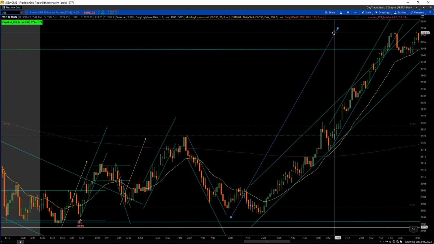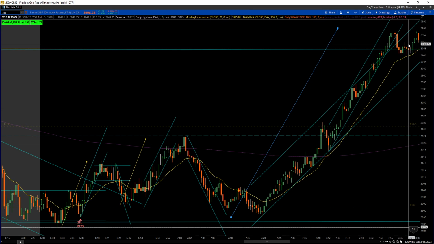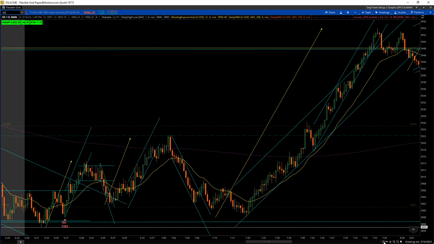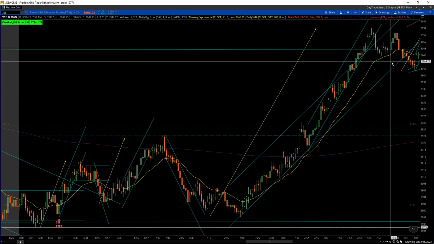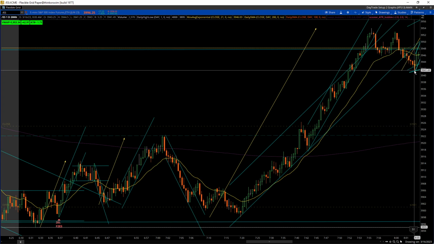So I did draw this measured leg, or this one leg up, and I thought, okay, well, as soon as I see a swing, I might copy it and put it down. So at one time I had it up here. This is the other measured move. I actually drew it up here, but then when it broke down, I moved it down to here.